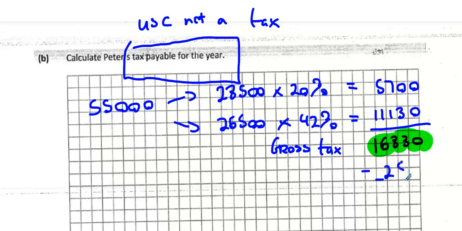Right. Anybody get tax payable of 14,330? Sorry, 14,330. Okay. Good job. All right, guys, that's how much tax we're actually going to pay. That's how much is going to leave our pocket. Okay. Not including USC. Once again, not a tax.